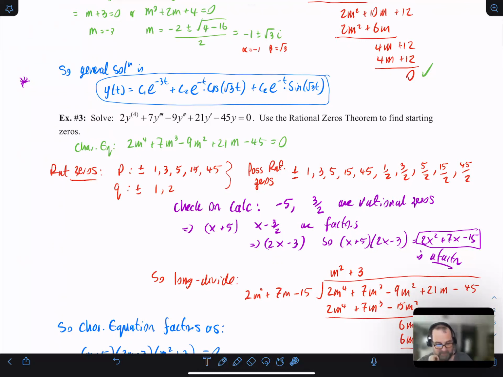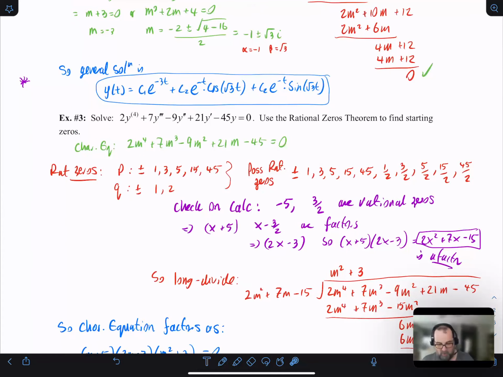So we do the rational zeros process, which is we look at the possible p-values. The possible p-values are the factors of 45, plus or minus. So those are plus or minus 1, plus or minus 3, plus or minus 5, plus or minus 15, plus or minus 45. And then the possible factors of 2 are plus or minus 1, plus or minus 2.